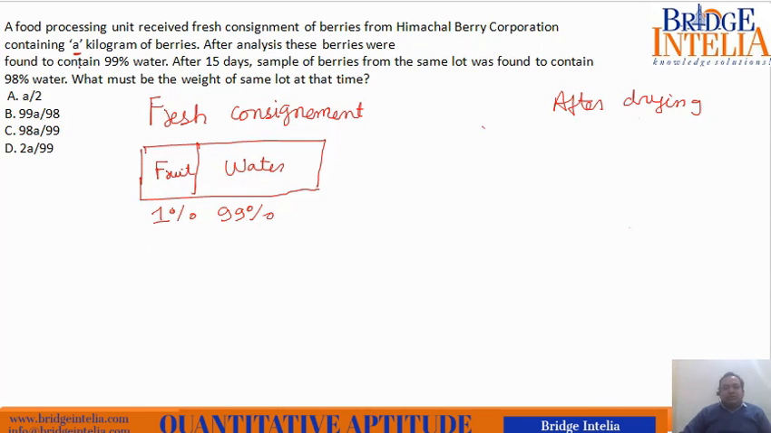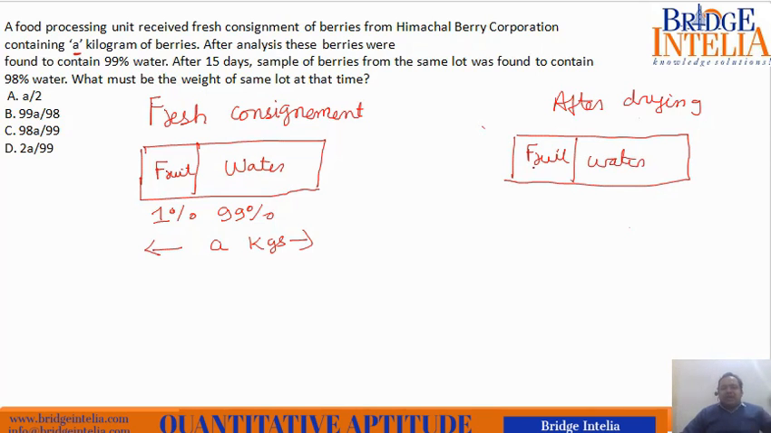What was the total quantity of the sample? The total quantity of the sample was A kgs. After drying, you observed that fruit and water have changed in terms of percentage. Now water represents only 98%, so the remaining 2% is occupied by the fruit part. Please remember, the fruit quantity is the same as before. This part has remained the same quantity.